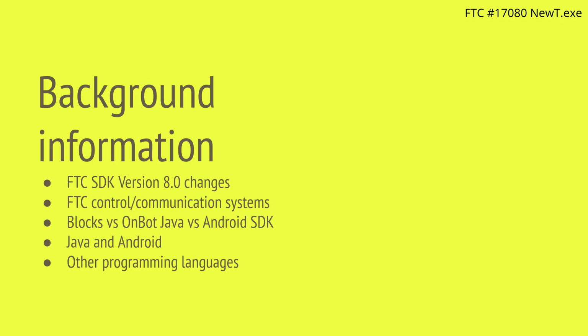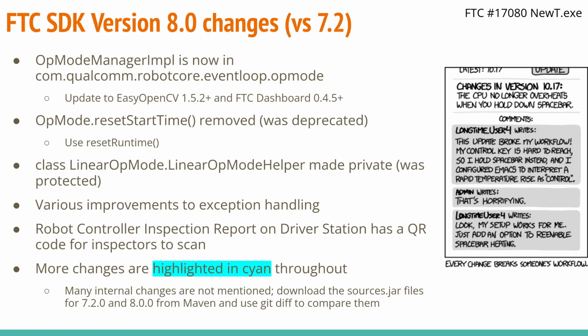So background information. First, I will go over the changes made in FTC SDK version 8. Then I will go over how the FTC control and communication systems work. I will explain the different ways to program for FTC. I'll give a bit of background about Java and Android and some information about using other programming languages.